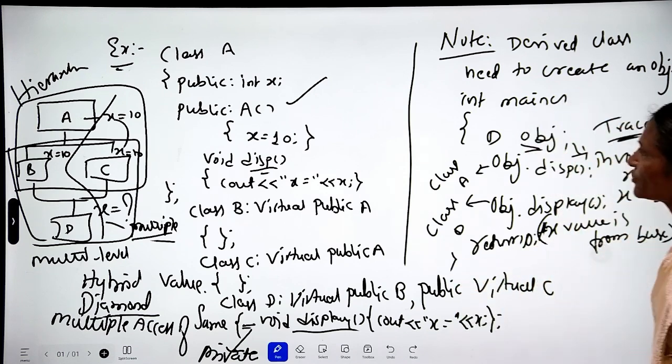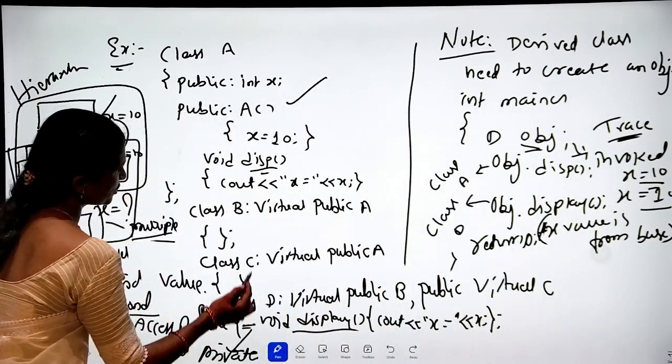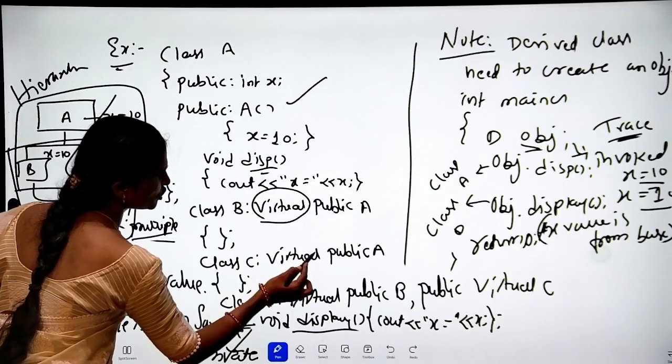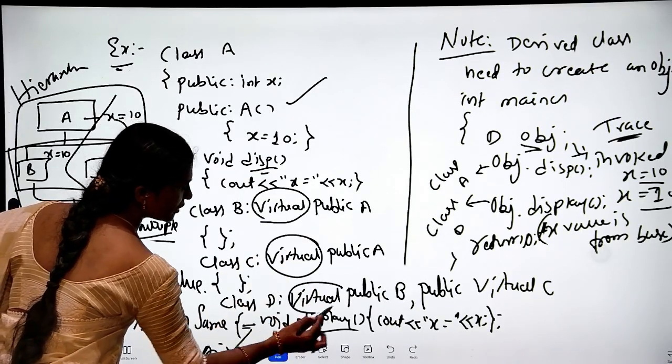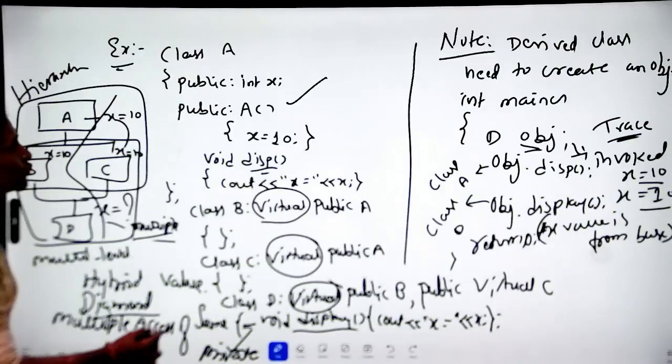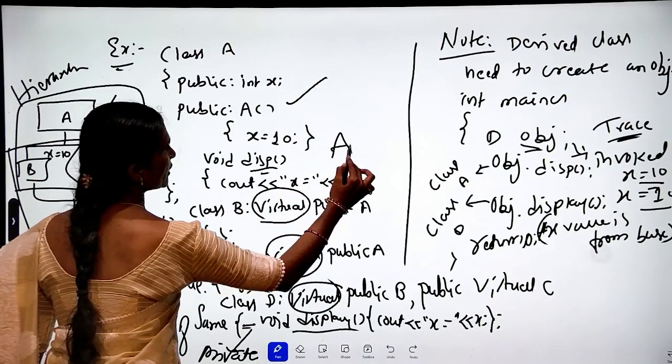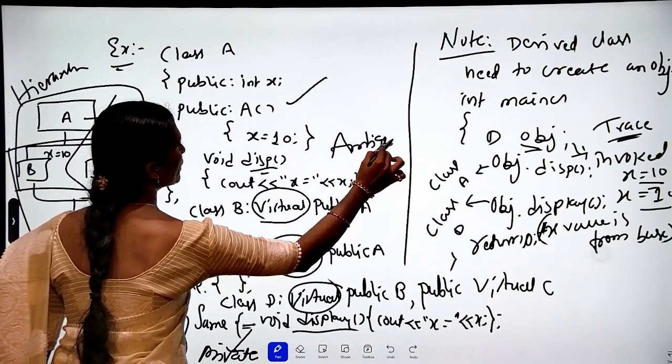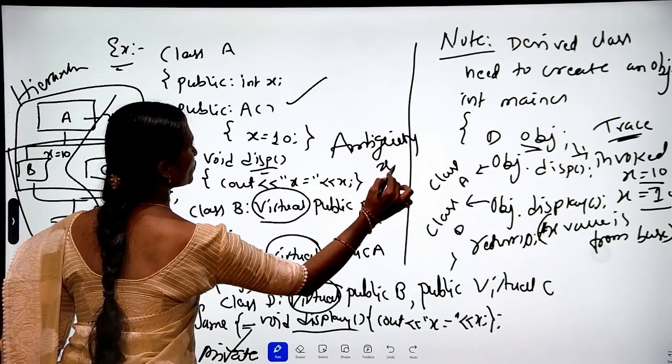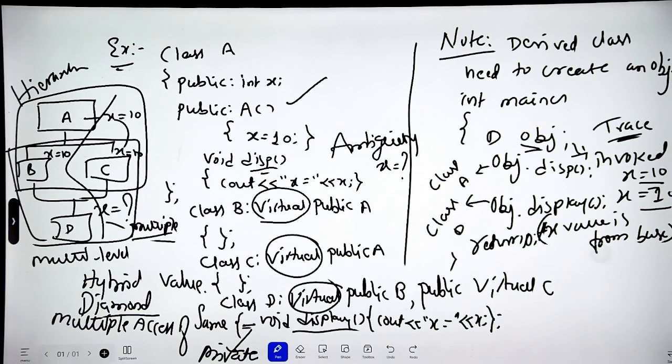So this is the program where the diamond problem is now resolved. Now suppose I'm not going to write virtual. If you remove the keyword virtual and execute, it will tell you that there is an ambiguity with respect to x. That will come as your output. Otherwise, you will get the output x is equal to 10. So this is how virtualization works in inheritance. Thank you.